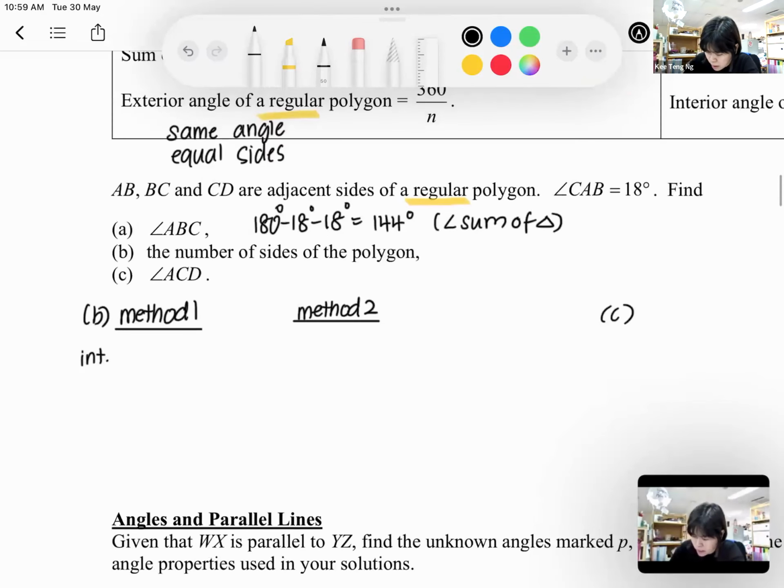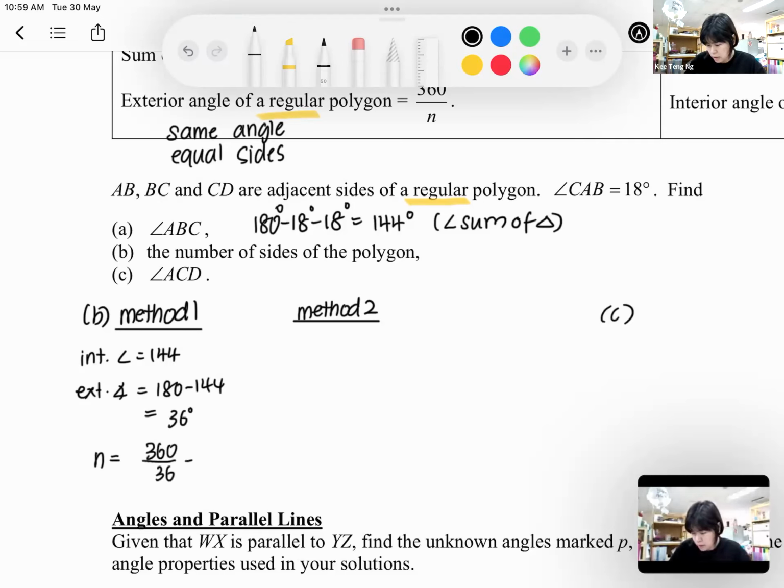The exterior angle will be 180 minus 144, which gives me 36 degrees. Then the number of sides will be 360 divided by 36, which is 10 sides. Okay, simple, straightforward. Method number 2, you can use the interior angle formula.